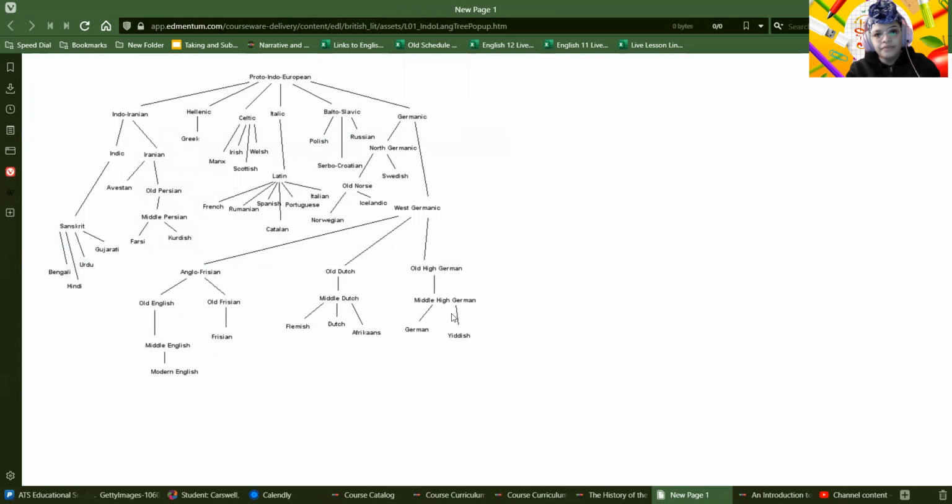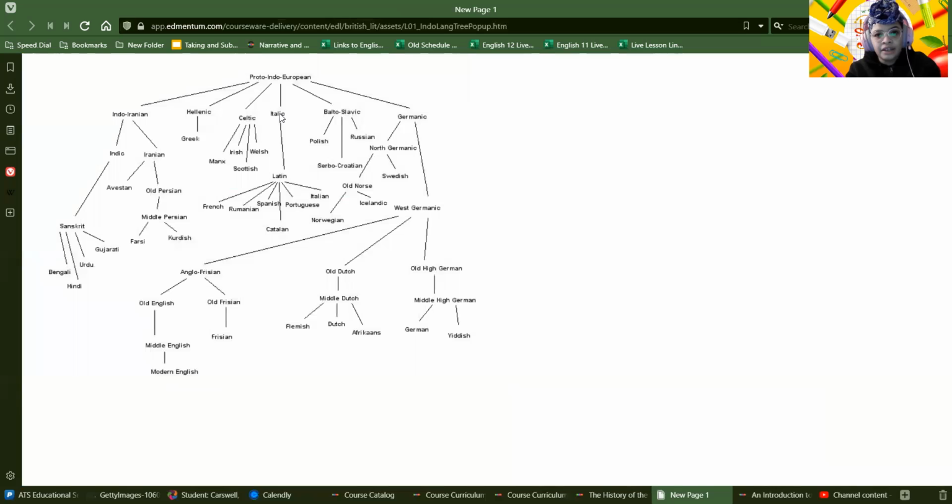And they give you a simplified tree here. This is just to give you an example of what it looks like. So we have Proto-Indo-European. That's basically the basis of everything else. And then depending on what region you lived in, you've got these branches here. And then they all have different smaller branches that come off.